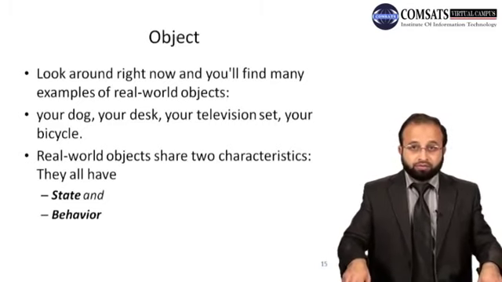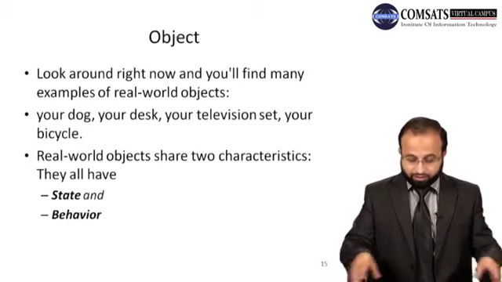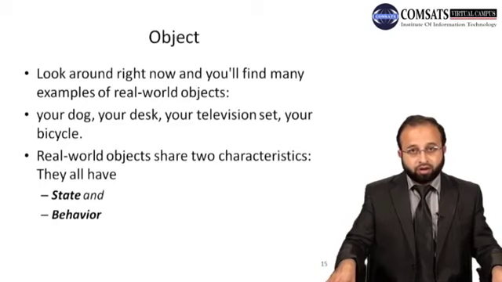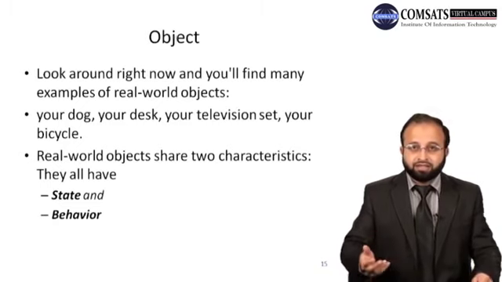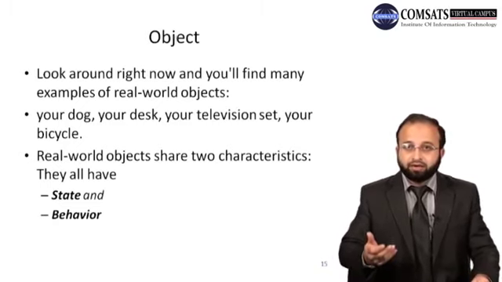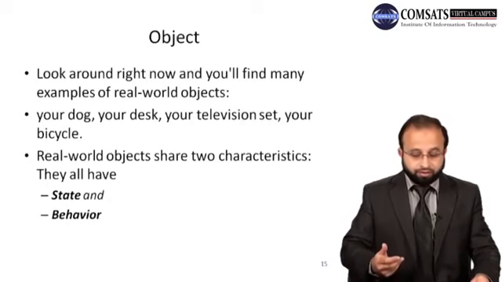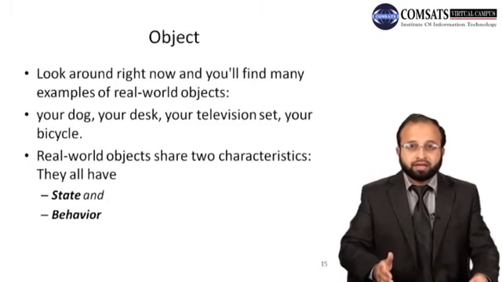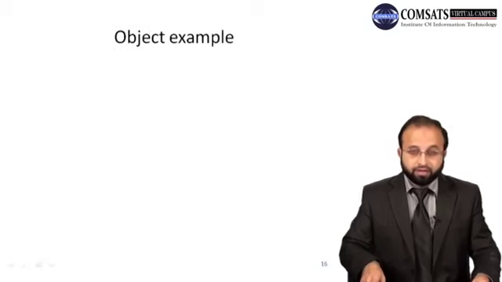The chair on which I am sitting right now is also an object, right? The table on which this keyboard and this mouse are kept is also an object. So everything that is tangible or that has some existence is basically an object. And every object in the real world has two characteristics: they have state and they have behavior. Now let's look at what is state and behavior.